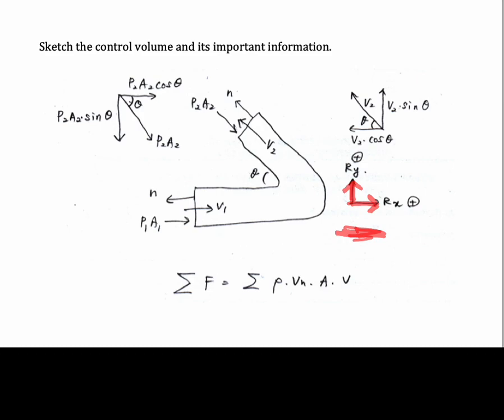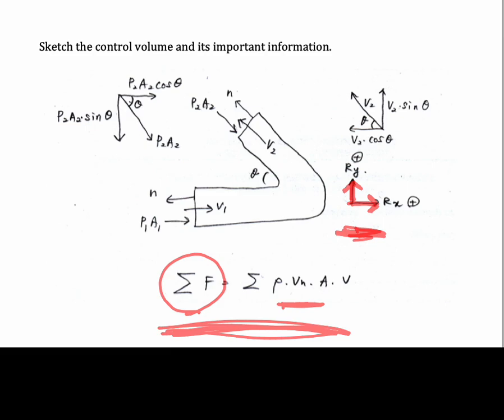And then in certain textbooks, they will write that the momentum equation can be written as total force equal to the total rho V and A and V, because the V and A here actually represent the flow rate.